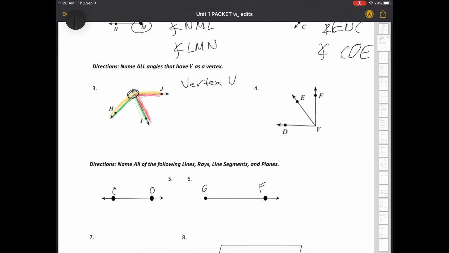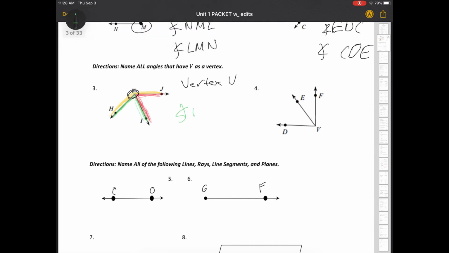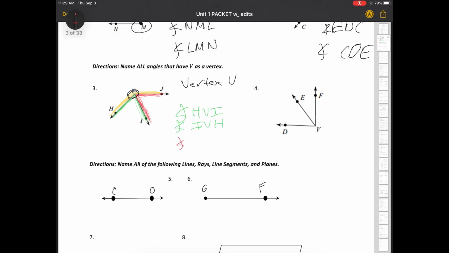So the same naming principles apply as before. We have this green angle here, which is angle HVI, or you could do IVH, that works. You also have that red angle there, which is angle IVJ, or JVI, and again, vertex always in the middle. And then the big angle, the entire thing, which is angle HVJ, or angle JVH would work. So on to the next one.